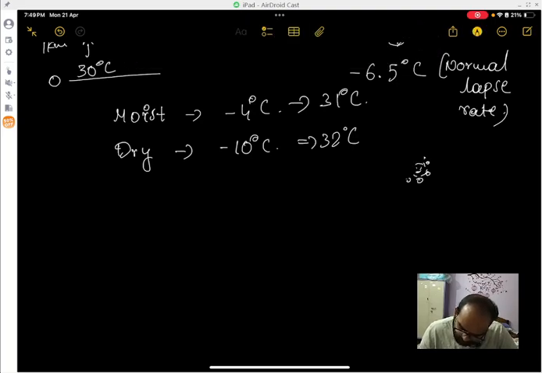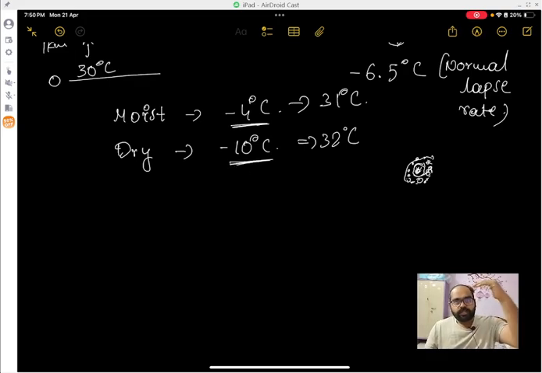This is the air particle, and water vapor is surrounding it. Okay, whenever the temperature drops, one water vapor molecule releases heat, and it is absorbed by another molecule, and this cycle continues. So the rate of losing heat would be much lower for the moist air compared to dry air. So that's why the normal lapse rate is minus 4 for moist air, and dry air is minus 10.